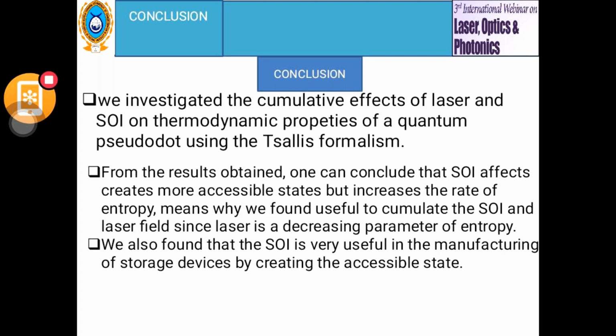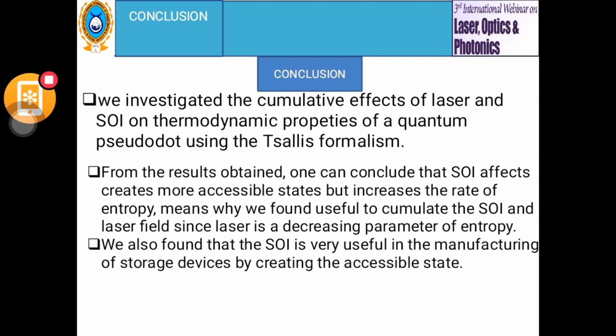From the results obtained, one can conclude that the spin-orbit interaction affects and creates more accessible states, but increases the rate of entropy. This is why we find it useful to combine the spin-orbit interaction and the laser field, since laser is a parameter that decreases entropy.